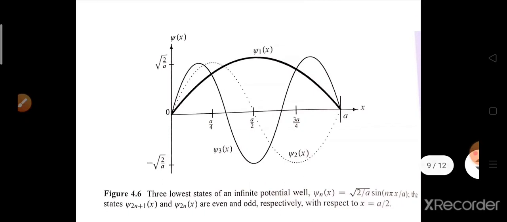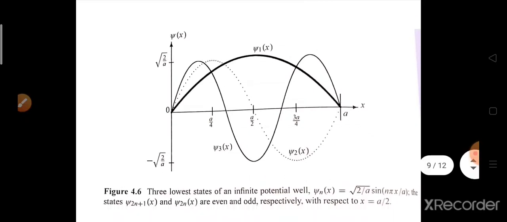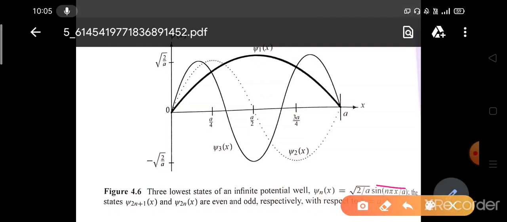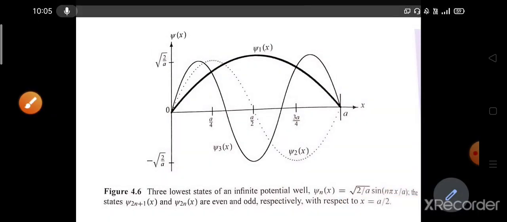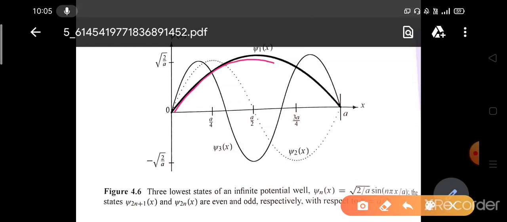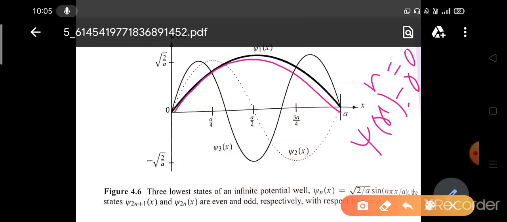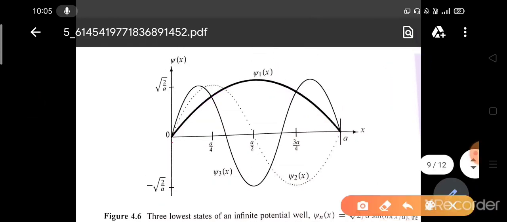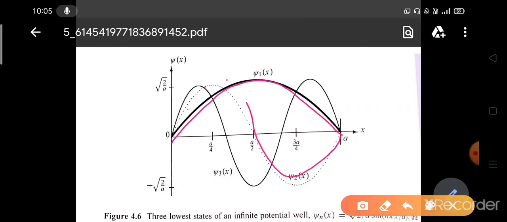So look here, this is the wave function, psi n equals root over 2 by a sin n pi x by a, for the particle in a potential box. n equals 0 is not allowed, because it would lead to the wave function psi being 0. So the lowest quantum number is n equals 1. For n equals 1, the wave function is this. For n equals 2, the wave function is this. For n equals 3, the wave function is this. Now we shall understand it very thoroughly.